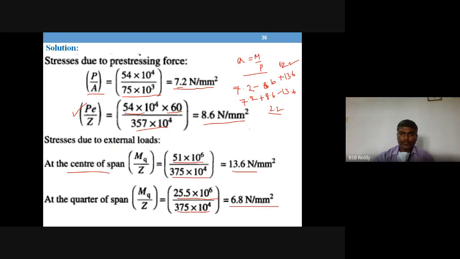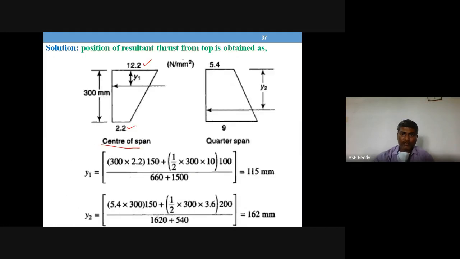In the same way, at quarter span, use this value instead of 13.6. That's all, the remaining is the same. So you get 5.4 at top and 9 at bottom. Okay, this is quarter span. Now just locate, because this is a compression diagram, full compression. Locate the CG of this one, and that will give you the location of the pressure line.